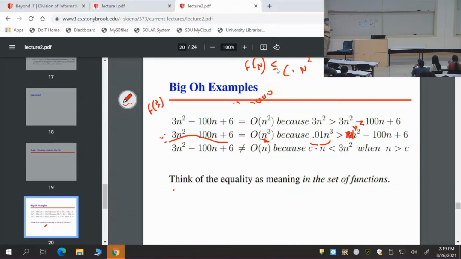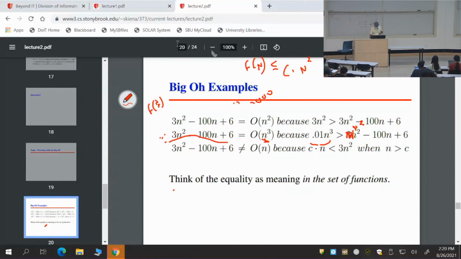Does anybody have an idea? Yeah? 100. This can be written as 0.01 times n squared. So long as this is greater than 1, this side will be bigger than that, right? And so for n equals 100, suddenly this side will be bigger than that, right? If this was 0.001, n would be 1,000, 10,000, 100,000, a million. But whatever coefficient I put here, eventually n will be big enough that beyond it, this is bigger than that.